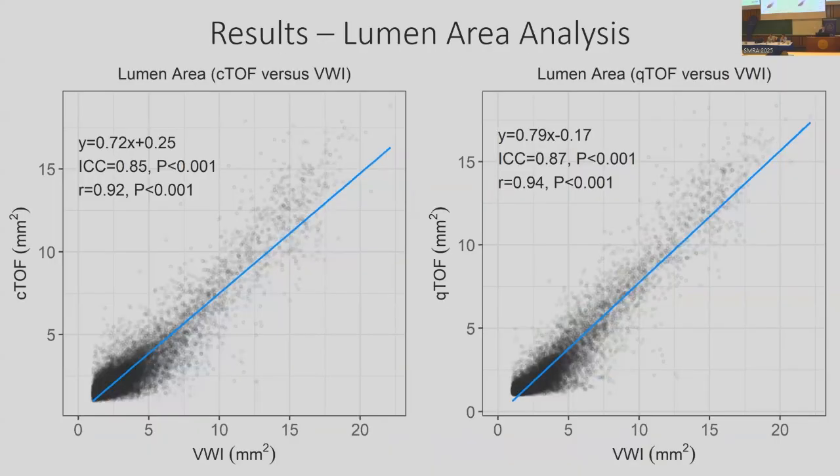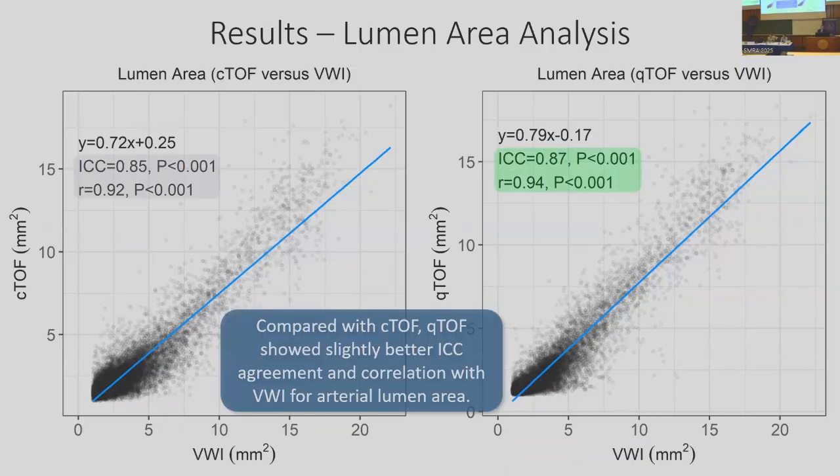So moving on to the results, when we looked at the lumen area analyses, we found that both conventional time of flight head MRA, shown on the plot on the left, and the quantitative time of flight head MRA showed very strong absolute agreement in terms of ICC values, as well as Pearson's correlation or R values. However, slightly higher values were obtained with the quantitative time of flight technique, as you can appreciate at these highlighted numbers here.